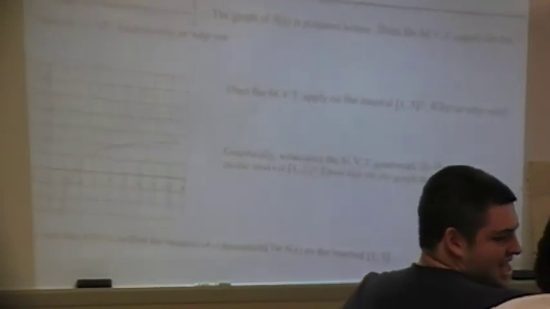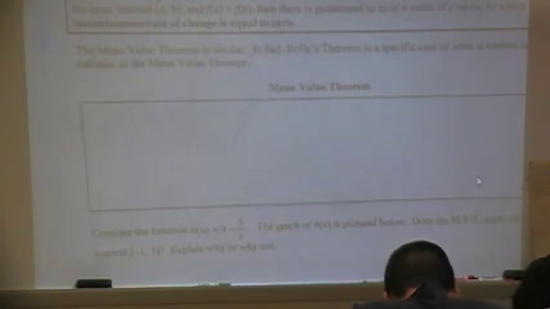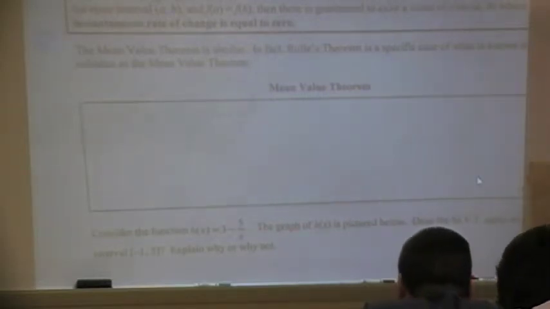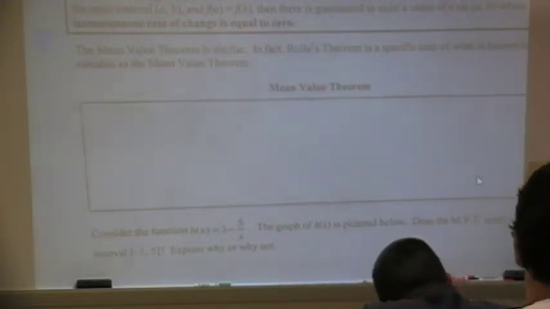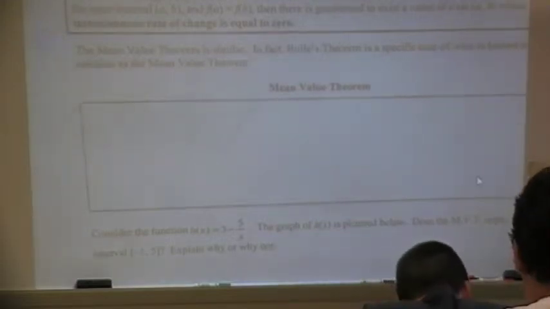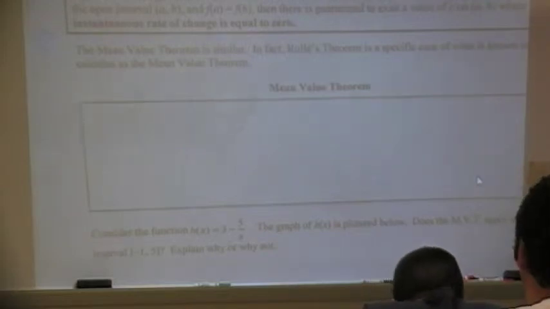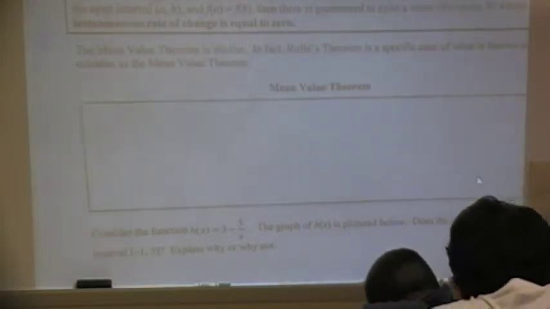Rolle's theorem guarantees that if a function is continuous on the closed interval, differentiable on the open interval, and f of a equals f of b, then there's guaranteed to exist a value of c where the instantaneous rate of change is equal to 0. Then there is the mean value theorem. We did the extreme value theorem last week. The extreme value theorem found absolute maximums and minimums, which could be somewhere along the interval or on the endpoints of a closed interval.